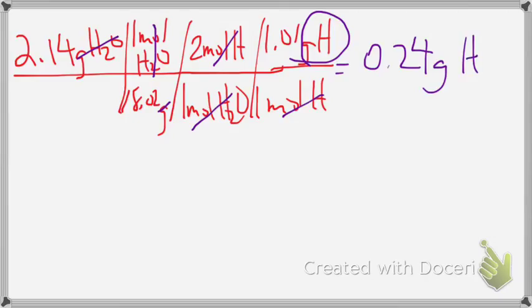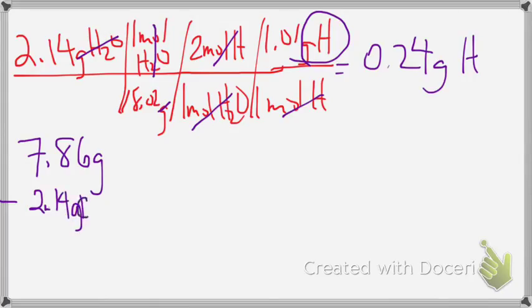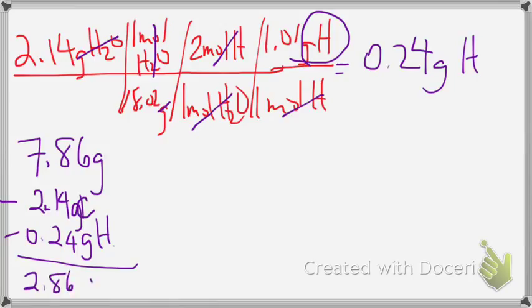So, remember, if we go back to the beginning, there is 7.86 grams of vitamin C, of ascorbic acid. Of that original 7.86 grams, 2.14 grams was carbon. And we need to subtract out 0.24 grams, which is hydrogen. So 7.86 minus 2.14 minus 0.24 is equal to 2.86 grams of oxygen.